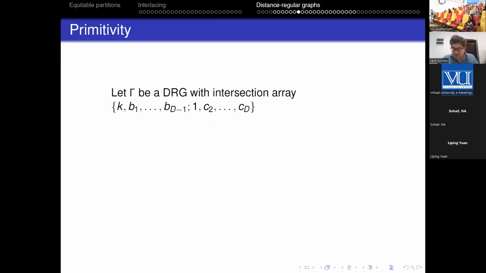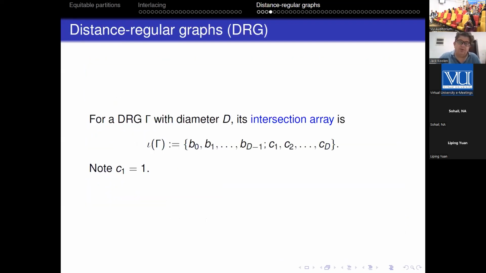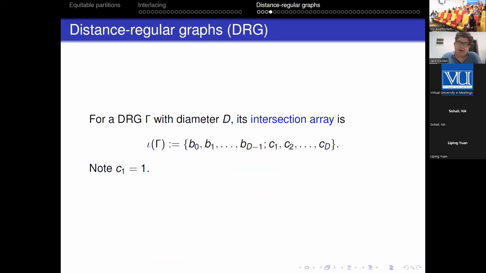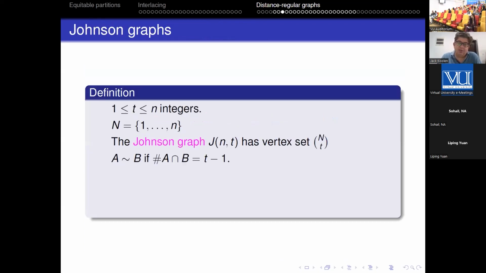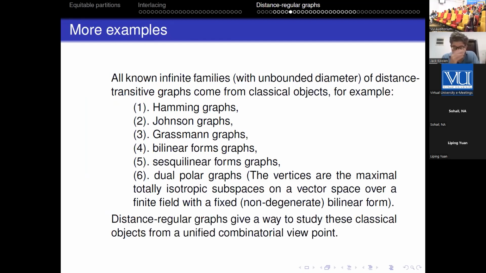So yesterday I introduced distance regular graphs. And maybe I should go back to the definitions. Distance regular graphs are when you have these a_i, b_i, and c_i. Then I gave several examples, a list of examples. I think on this model there are 14 infinite families known with unbounded diameter, so something like this.